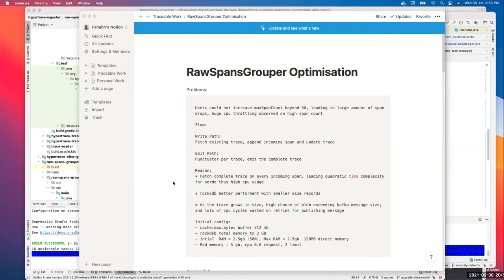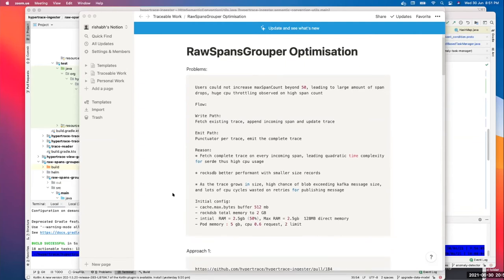Also, as the trace grew in size, we know that Kafka has a limited message size that it supports. So it could happen that the application is consistently trying to write trace messages but exceeding the size. For a trace with say 200 messages, you could see a lot of continuous exceptions happening, and that would just choke the service.